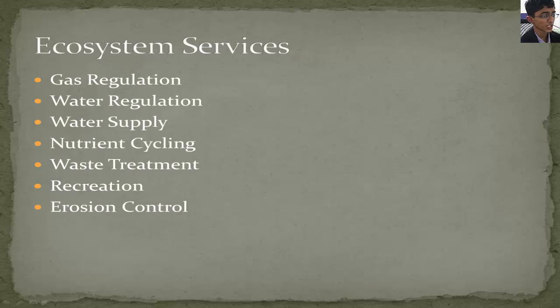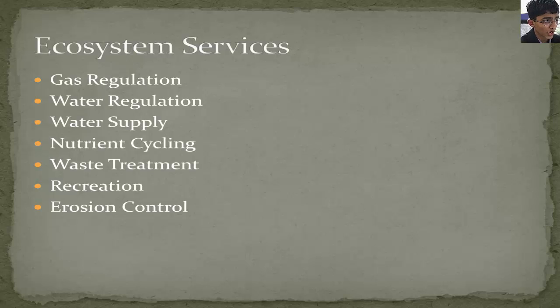So the next step is ecosystem services. So what are ecosystem services? Well, they are services that are provided in a town to help the environment and the people around them. Some examples of important ecosystem services are gas regulation, water supply, nutrient cycling, waste treatment, recreation, and erosion control. These are just a few of the many ecosystem services provided in West Page Borough.